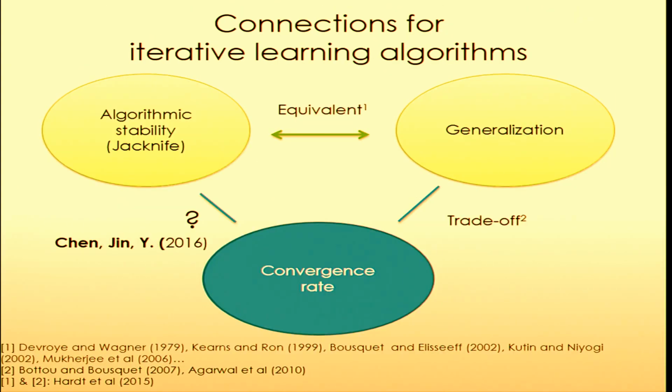So in terms of connecting the three things in my title, predictability, stability, and computability, here I take computability as just the iterative learning algorithm and stepwise convergence. So there's work there between algorithm stability or jackknife and generalization, and there's also a convergence rate and generalization trade-off, and we are working on making this connection with my student. But this is a particular form of stability, only the one.